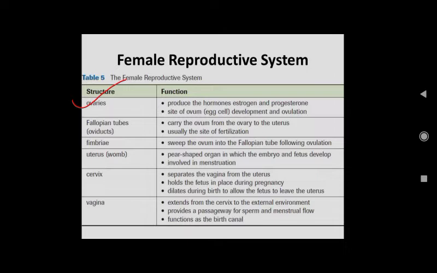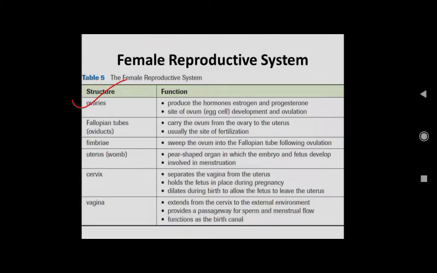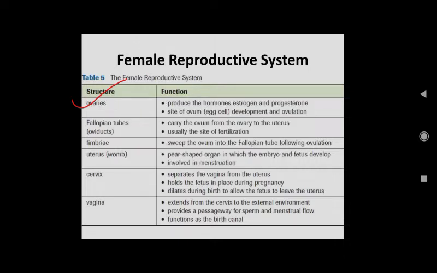So the estrogen is also doing the same function in the female. It controls the development of the female primary sex organ and it also controls the secondary sexual characters. Now, the next hormone which is secreted from the ovary, progesterone.